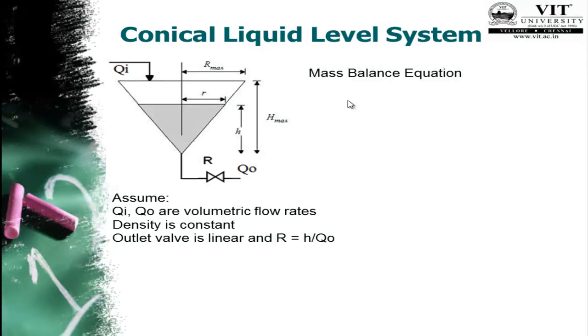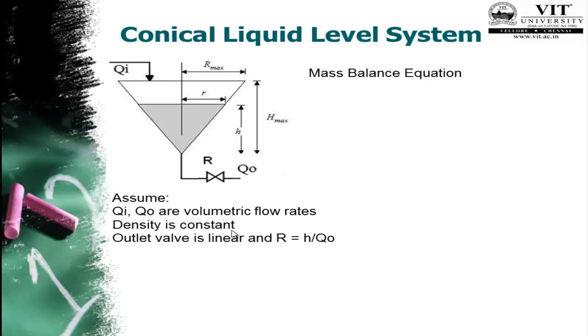Now we'll take another example of a conical liquid level system, which is popularly used in many industries for mixing chemicals. This gives a geometrical nonlinearity to our process equations. Let us assume here I have a valve which gives a relationship of R is h by Q naught, which is linear, and we are again assuming all the density parameters are constants.